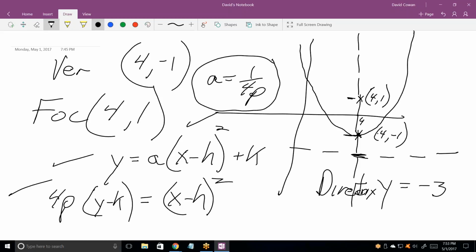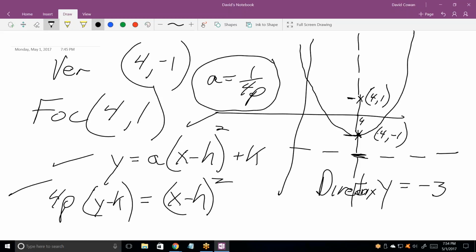Now, yeah, they're a little different, but notice the only difference is a equals 1 over 4p. If I substitute a as 1 over 4p and multiply both sides by 4p, I get this on the bottom. So the only difference between these two formats is a equals 1 over 4p. Okay? Now, let's figure out what the equation is.